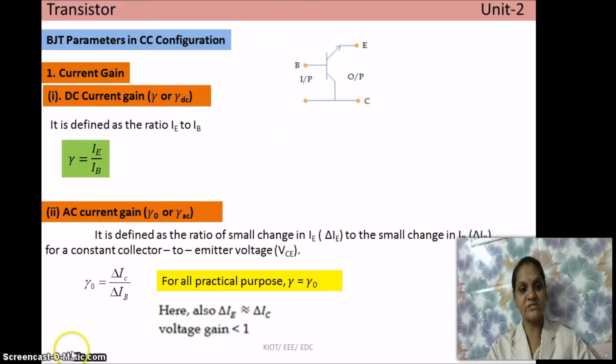What is the output voltage here? Output voltage here is collector emitter voltage. So at a constant collector to emitter voltage. So this is IE, not IC. So del IE by del IB. So here also, for all practical applications, gamma is equivalent to gamma naught. Here the voltage gain is somewhat less than 1. Here the emitter current, whatever you are getting, is approximately equivalent to collector current.